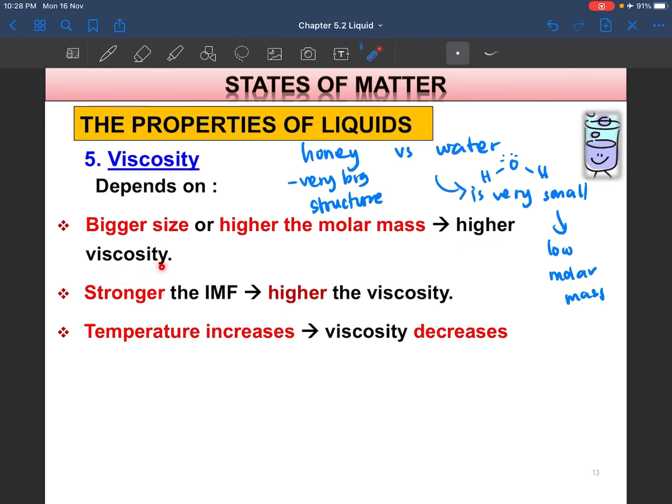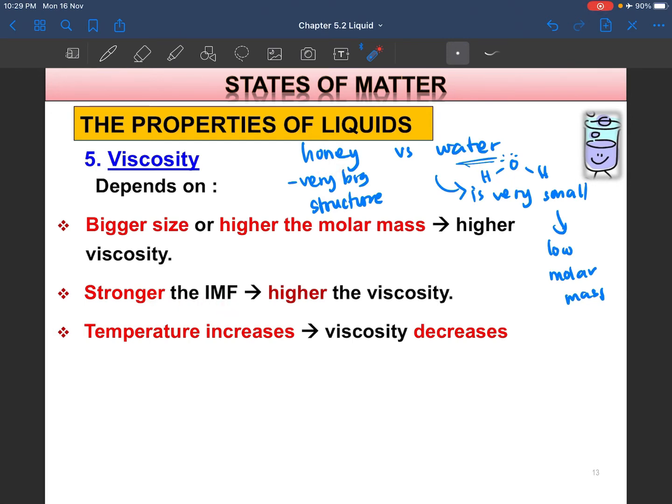Okay, and another factors affecting viscosity adalah strength of intermolecular forces. Okay, that means intermolecular forces that hold the water dengan intermolecular forces that hold the honey together. So yang mana lagi kuat? Okay, kalau intermolecular forces tu lagi kuat, antara molekul tu lagi kuat, that means viscosity dia lagi tinggi. So dalam kes ni kita boleh rule out kan honey has stronger intermolecular forces lah compared to water. That's why susah je honey tu nak flow.